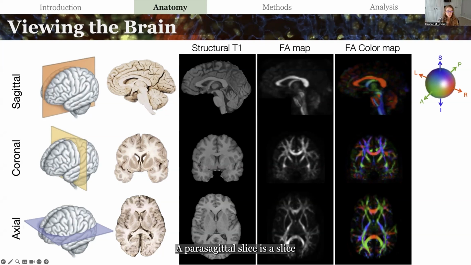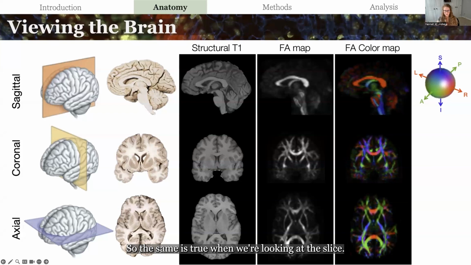A parasagittal slice is a slice that is slightly off center or slightly more lateral in either hemisphere to the mid-sagittal slice. The coronal plane divides the brain into anterior and posterior sections, and it's kind of like slicing through a loaf of bread. Typically, when you look at a coronal MRI slice, it's as if you are looking at the face of someone who's standing right in front of you. So in that case, the left side of their face is on your right, and the right side of their face is on your left.